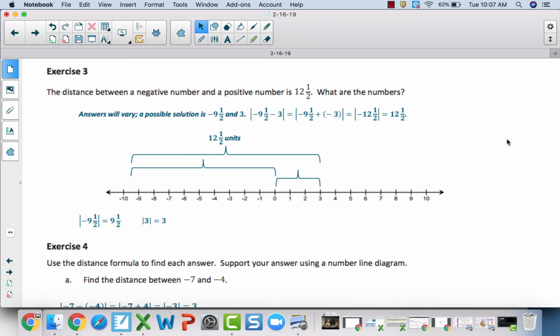For exercise 3, there are a lot of possible answers. The answer I ended up picking was -9.5 and 3. Those are 12.5 away on a number line. You can see the number line diagram here. You can also see the utilization of the distance formula to prove that the distance is 12.5. So whatever two rational numbers you ended up picking, make sure that you have proved your answer to show that the distance is in fact 12.5.